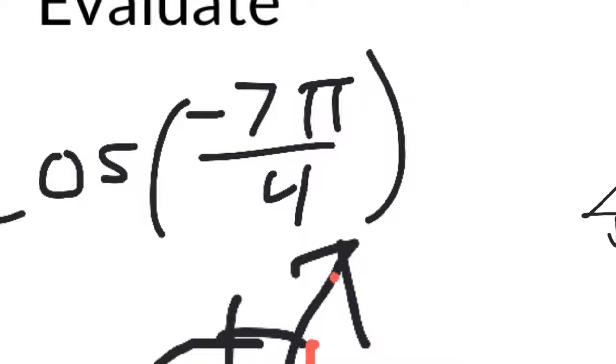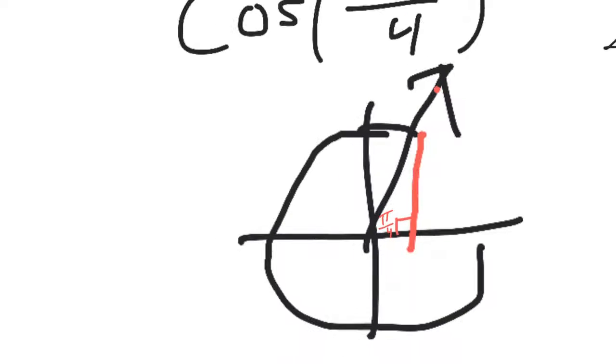Take negative 7 pi over 4, convert that to degrees, you get negative 315 degrees. Okay, so if you've got negative 315 degrees, you've got negative 90, negative 180, negative 270. So there's 45 degrees remaining here, so there must be 45 degrees remaining here. So pi over 4, that's 45 degrees, in other words.